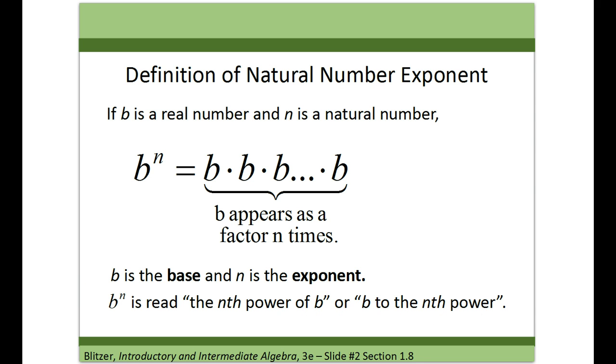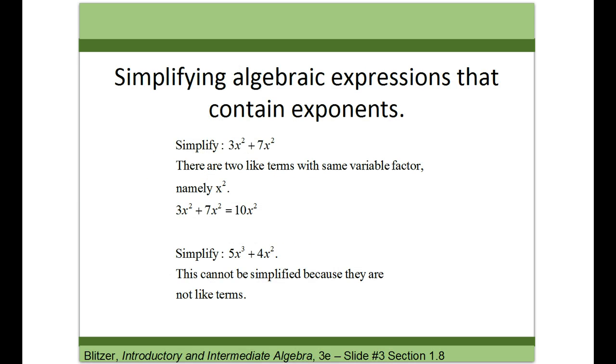We can see examples with exponents in them when we consider algebraic expressions. For example, we have 3x squared plus 7x squared. When we have the same power on the variable in two terms like this, we're able to combine like terms. Here they have the same variable factor. They're both x squareds, this is 3x squareds and this is 7x squareds. We're able to combine the two because the x squares are the same variable factor. They are alike. So here we have a total of 10x squareds.